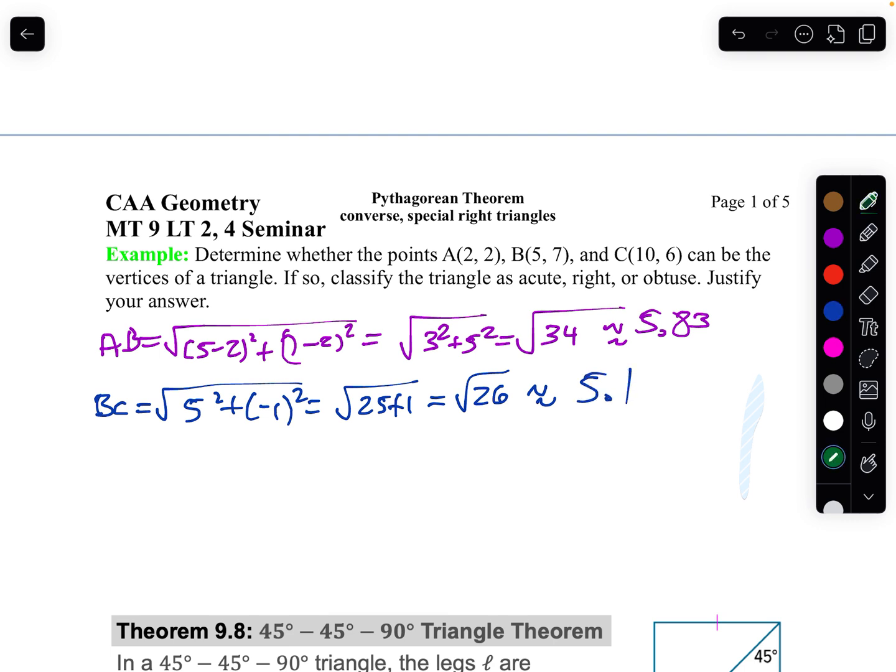Finally, let's do AC. Once again, I won't show my subtraction here, but I'll do it. 10 minus 2 is 8 squared, plus 6 minus 2 is 4 squared. So I'll get the square root of 64 plus 4, which is the square root of 68, which is about 8.94.